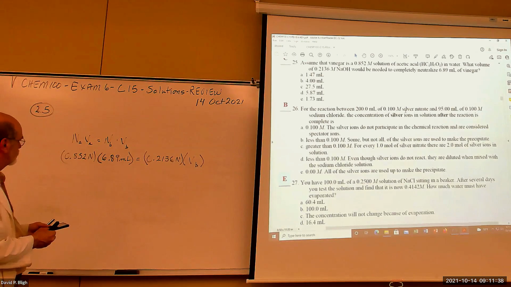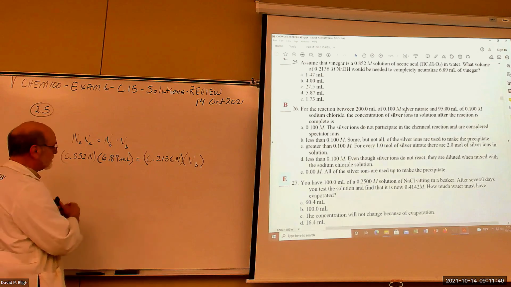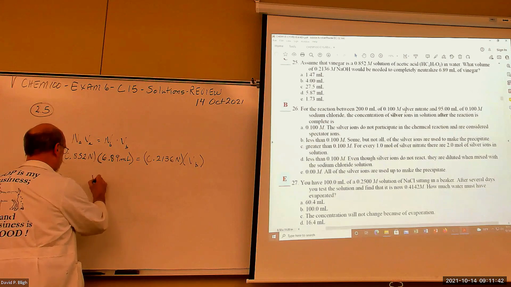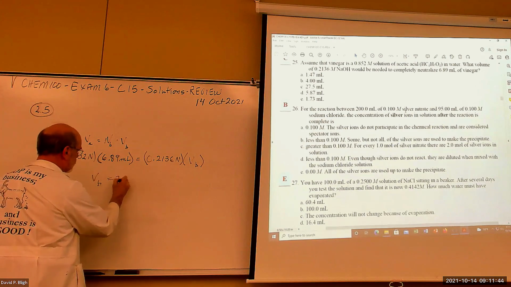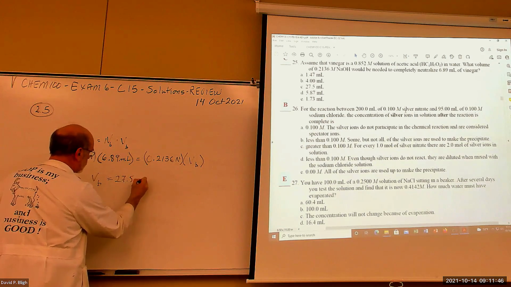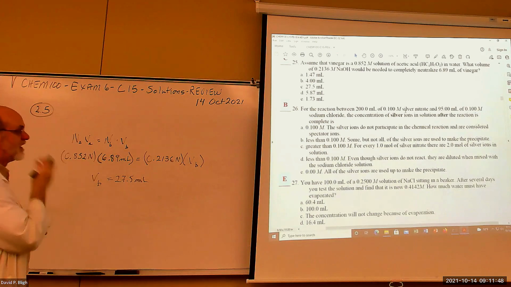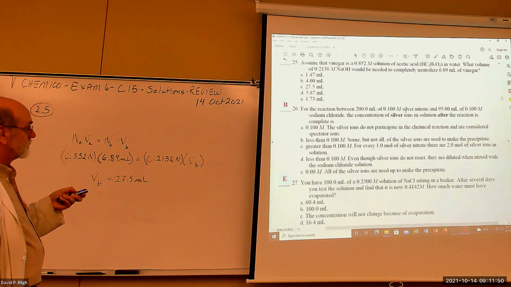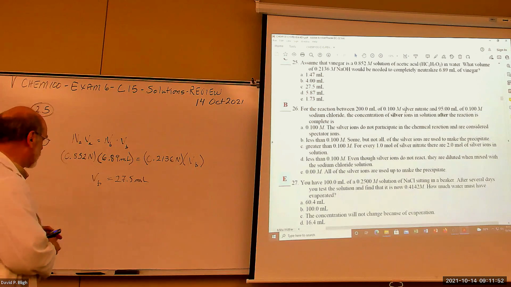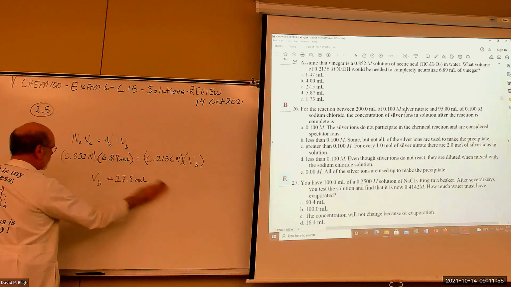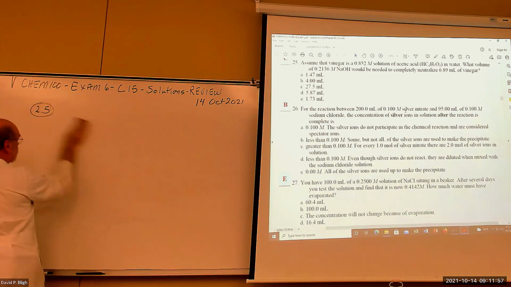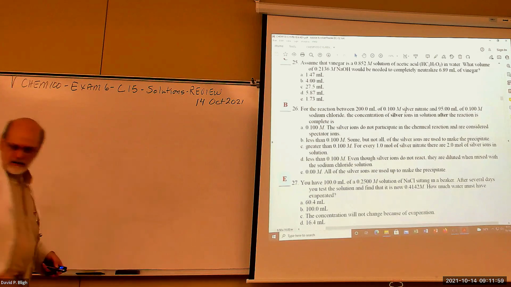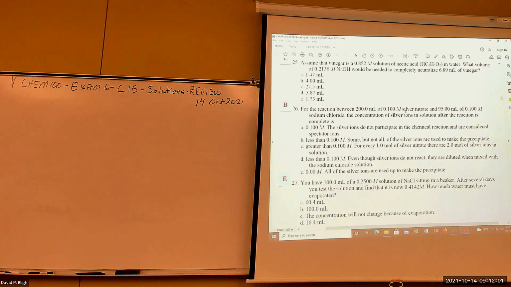And I get 27.5 milliliters. Volume of the base, 27.5 milliliters. There it is. Okay, that was 25. Let's see, the next one I got marked as 26.